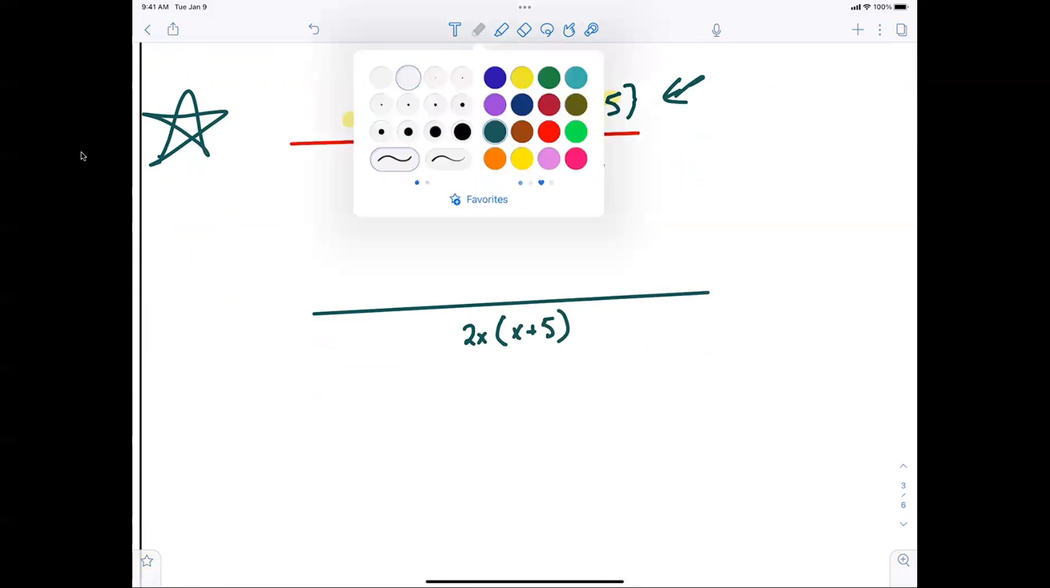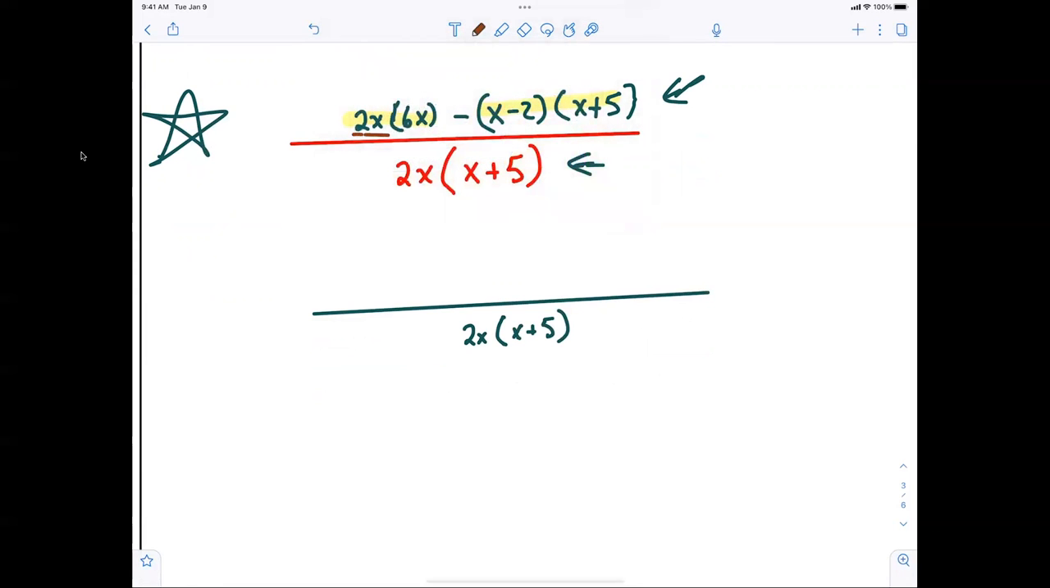I'm multiplying now. What is 2x times 6x? 12x squared. So everybody's putting a 12x squared down. Now, the minus sign always messes kids up. So I'm going to put the minus sign, then I'm going to put a bracket down just because I want to remind myself that I have to distribute the negative after I do this multiplication. I now have to multiply these two things together.